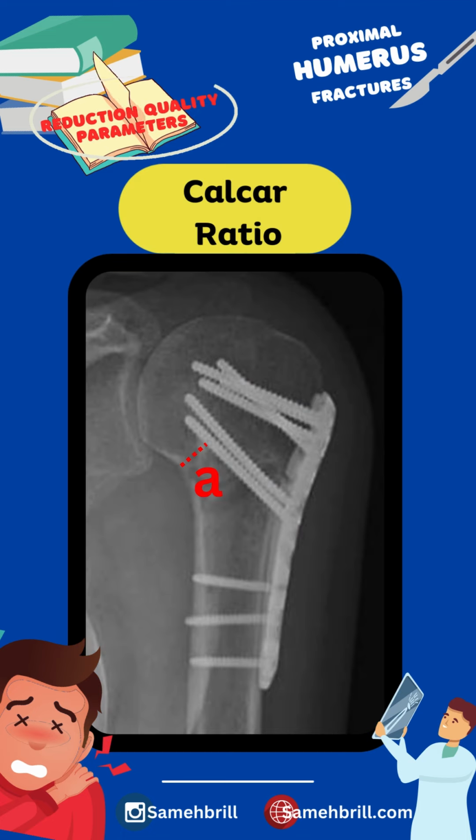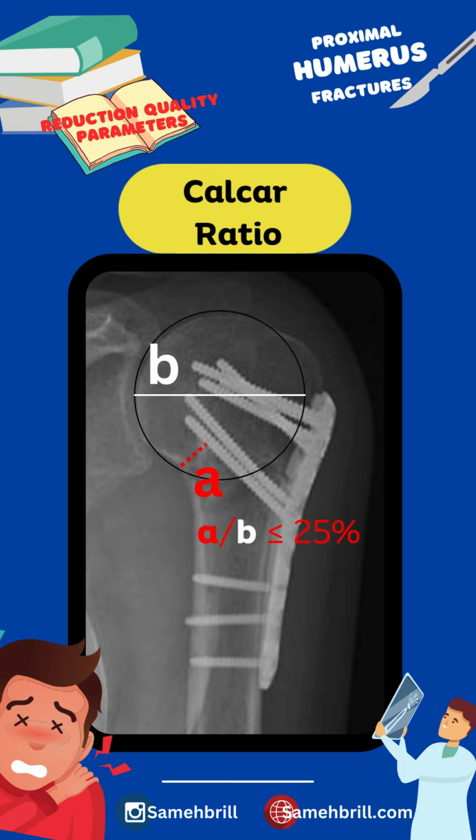It's the ratio of calcar distance to the head diameter. The calcar ratio should be below or equal to 25%.